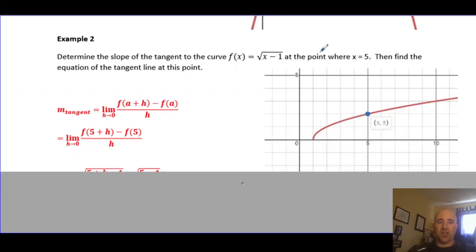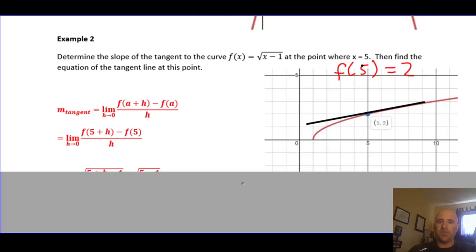Okay, and notice that at x equals 5, the y value is 2. F of 5 is equal to 2. Oh, I'm sorry, got that wrong. F of 2 is not 5. We're looking at f of 5. F of 5 is equal to 2. You can use the equation, sub in 5 minus 1, take the square root, you get 2. And our goal, of course, is to find the slope of this tangent line, which will give us the rate of change. In fact, I've actually gone further and said, fine, that's a line, it has an equation, find its equation as well.